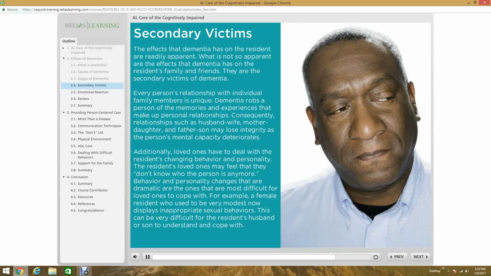For example, a female resident who used to be very modest now displays inappropriate sexual behaviors. This can be very difficult for the resident's husband or son to understand and cope with.